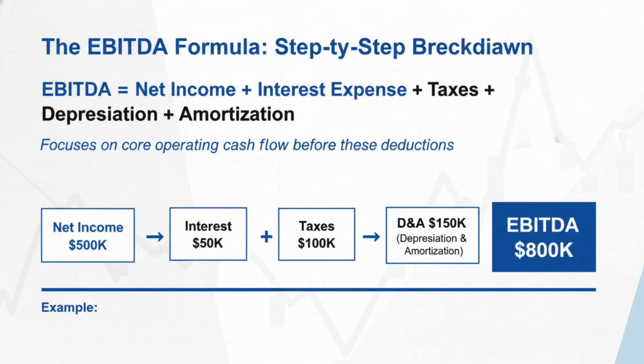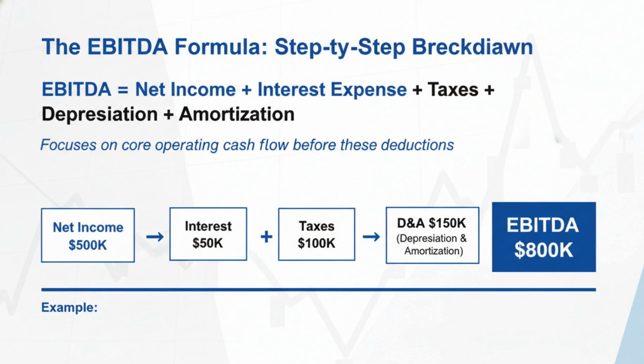So, how exactly do we calculate EBITDA? At its core, EBITDA starts with a company's earnings and then adds back specific expenses that are often considered non-operating or non-cash. The most common way to arrive at EBITDA is by taking net income and adding back interest expense, tax expense, depreciation, and amortization.